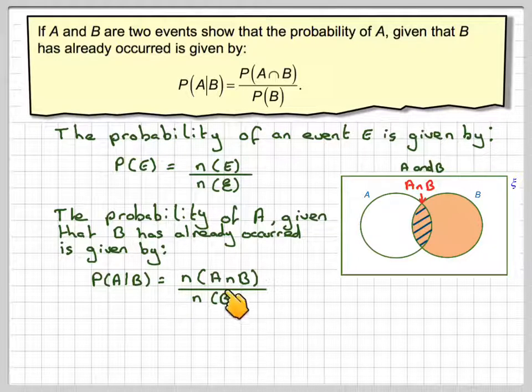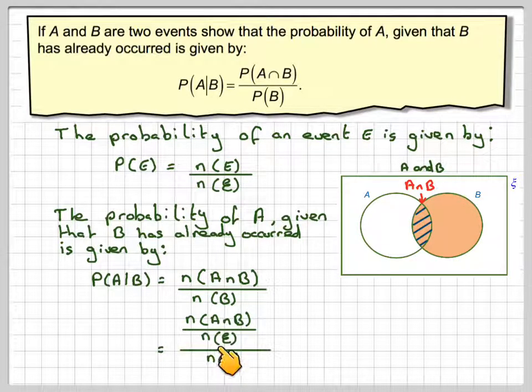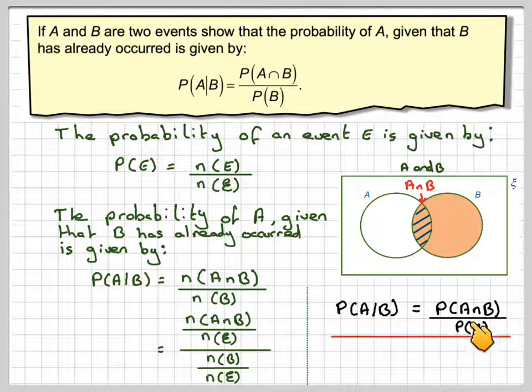Now, if we divide top and bottom by the number in the universal set, so we get the number in A intersection B and the number in B, divided by the number in the universal set, we haven't changed the meaning because these will cancel out, then this is the formal definition of probability. So this will be the probability of A given B is the probability of A and B divided by the probability of B.